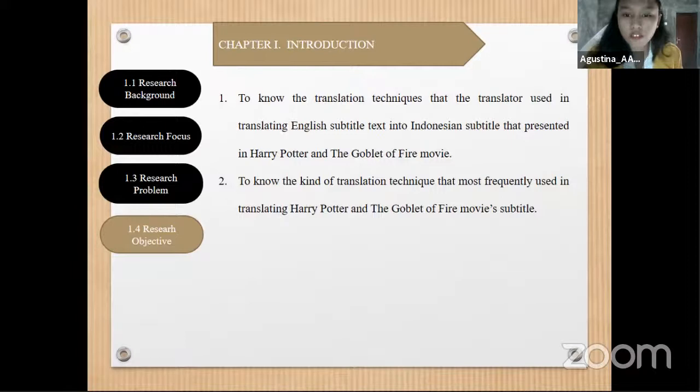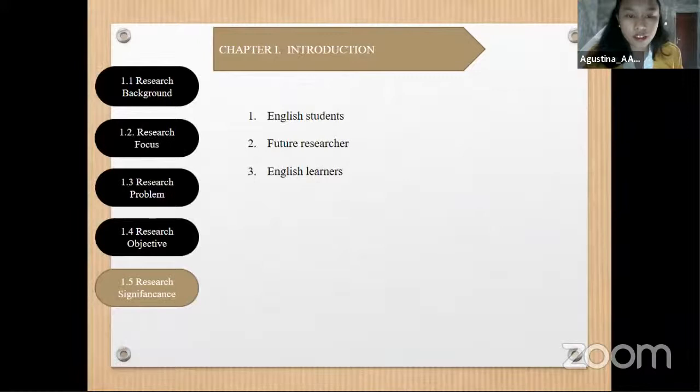Research significance. The first is for English students. It can provide information and guidance for students, especially students of English study program at Palangkaraya University, to understand this translation technique when they take a translation course. Second is for the future researcher. It can provide information and be used as reference by others who want to analyze translation techniques in film or subtitle.